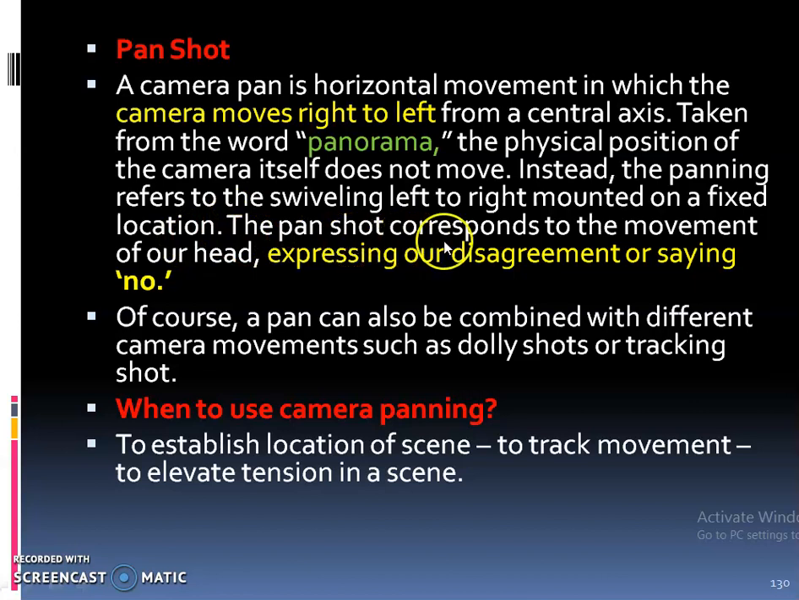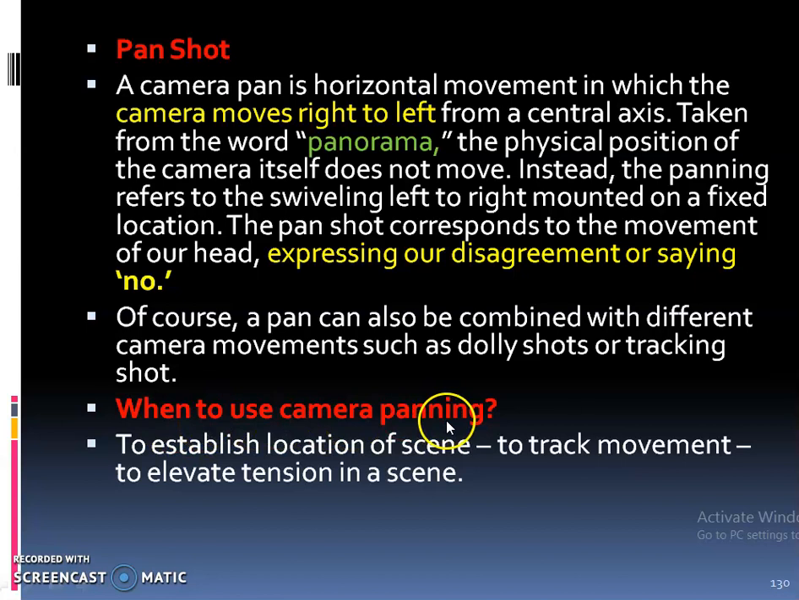The pan shot corresponds to the movement of our head, expressing our disagreement or saying no. Of course, a pan can also be combined with different camera movements such as dolly shots or tracking shots. How do we say no? When we say no, we move our head from right to left. Like this, we move. So camera movement will be from right to left.